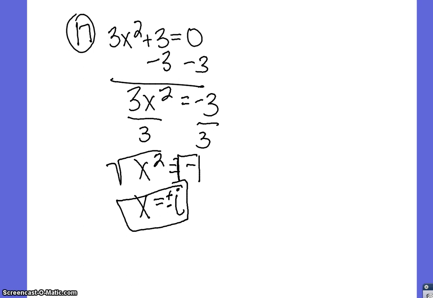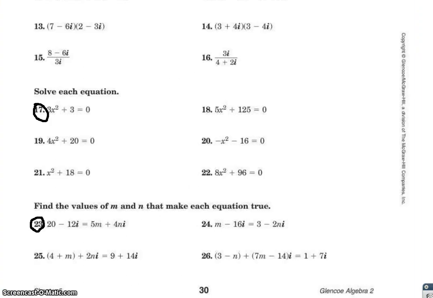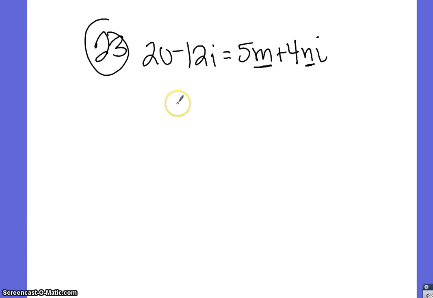Now let's look at the third section and look at question 23. Okay, on question 23, I have 20 minus 12i is equal to 5m plus 4ni. And it says find the values of m and n to make the equation true. So what we're essentially doing is looking at my first value, which is 20, and seeing what number can I multiply 5 by in order to make it 20. So here, I know that 5 times 4 is going to give me a positive 20, which will match this value right here. So I know that m has got to be equal to 4.